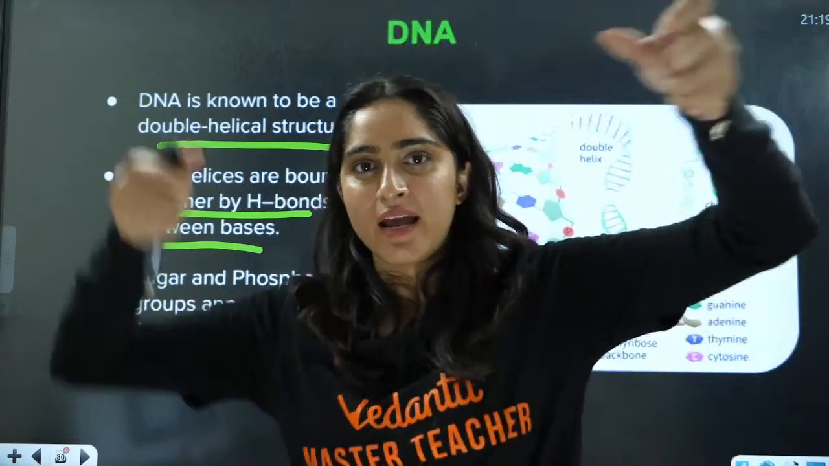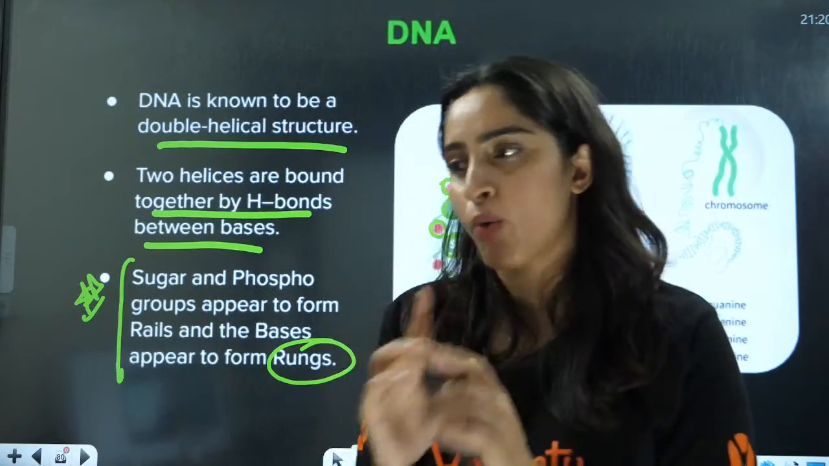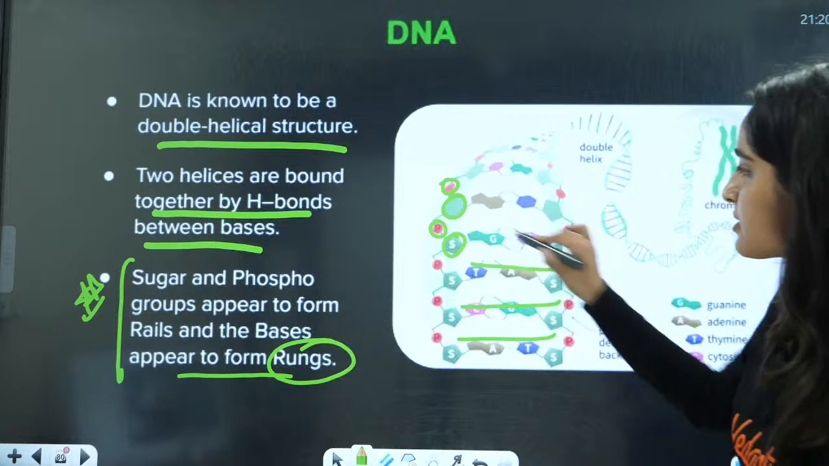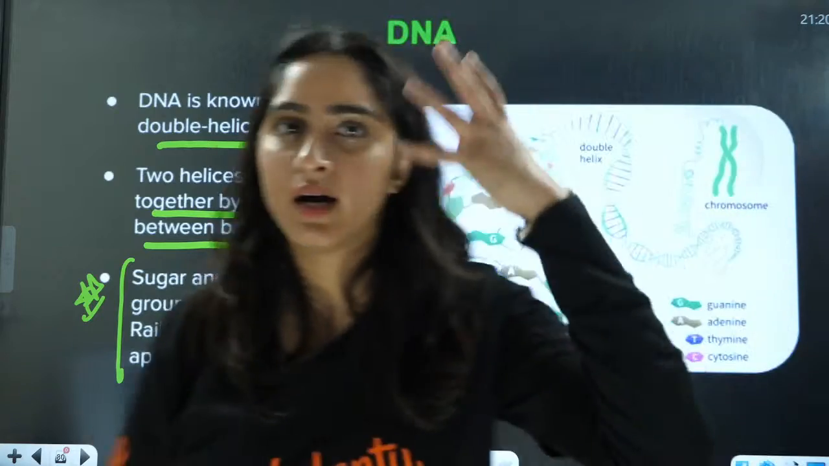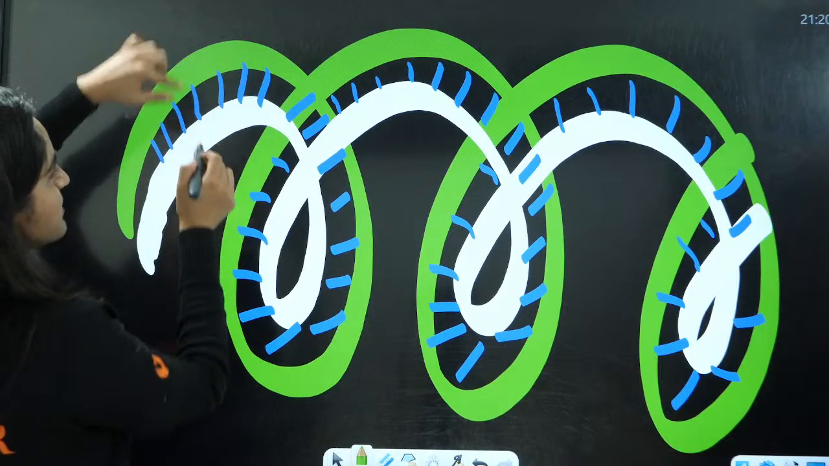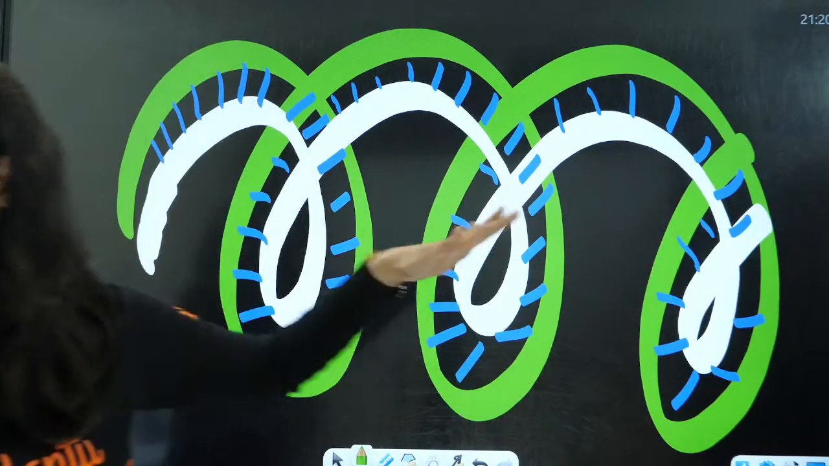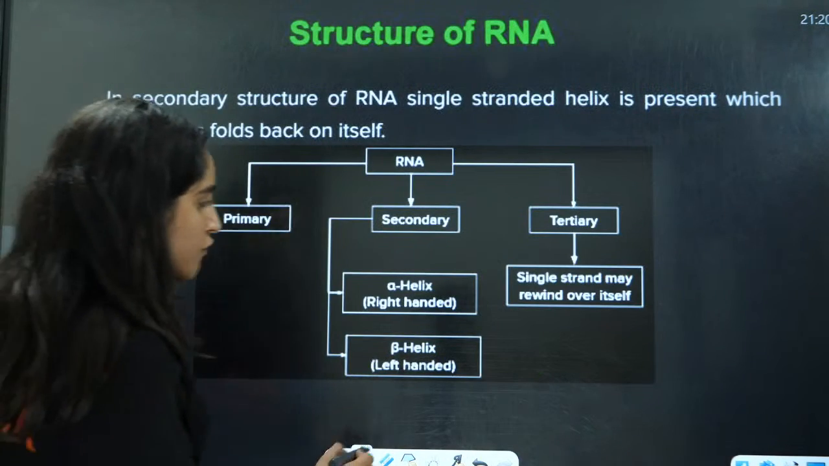The side lines, the rails, are formed by sugar and phosphate groups, but the steps are formed by the bases with hydrogen bonding here. These appear to be rungs. For example, these are the stairs here. These are the rails and these are the steps. The blue part is the steps, that is rungs, and the green and the white parts are the rails, which have sugar and phosphate groups. Okay, everybody? Yes.